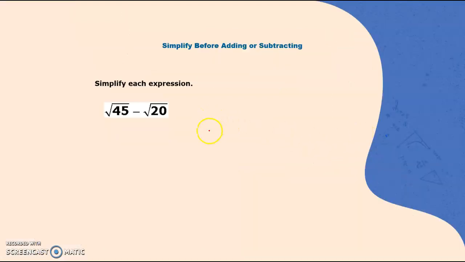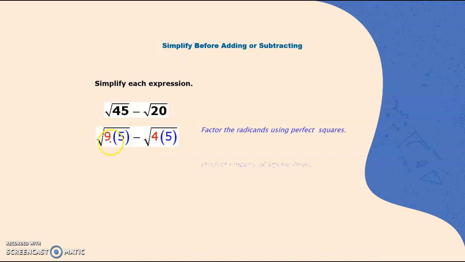So for example, square root of 45 minus square root of 20. If you notice, 45 and 20 are not the same. But if you try to simplify square root of 45 and square root of 20, you identify the factors of 45 and 20 which are perfect squares, which are 9 and 4. Then you take the square root of 9, let's separate. Square root of 9 times square root of 5 minus square root of 4 times square root of 5.